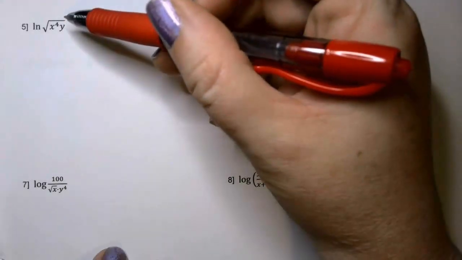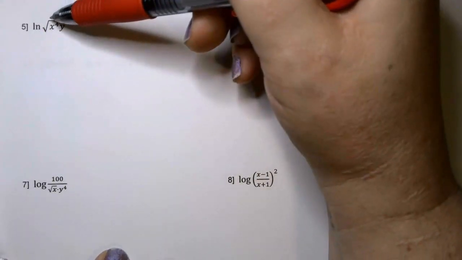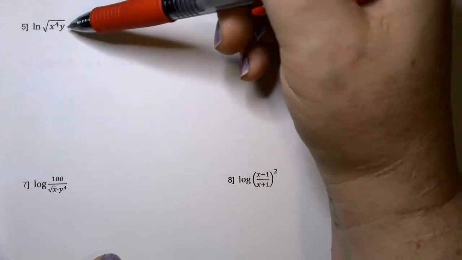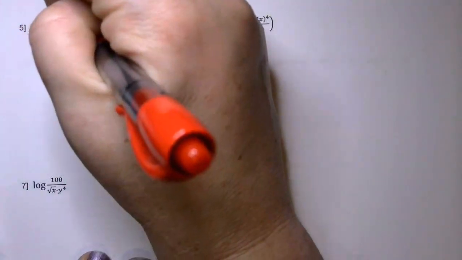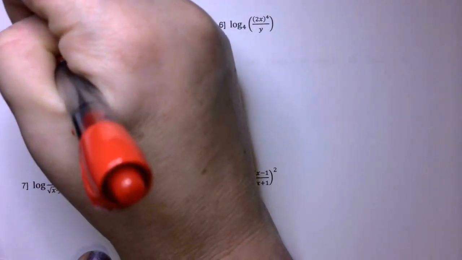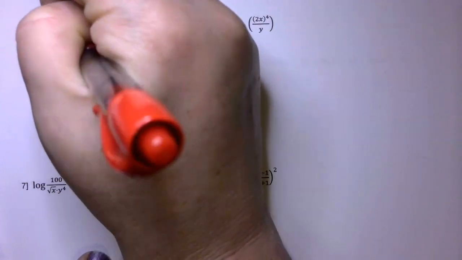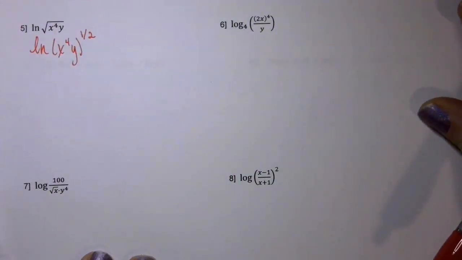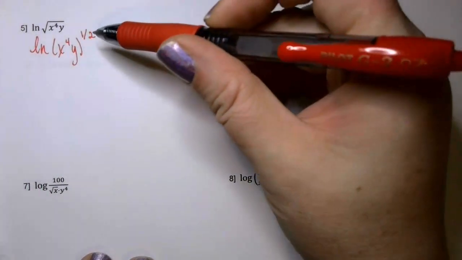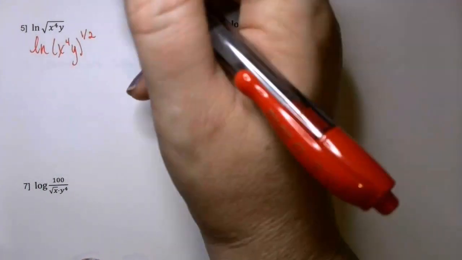In number 5, we're starting with the natural log of the square root of the quantity x to the fourth times y, and that is equivalent to the natural log of x to the fourth times y raised to the 1/2 power, because the square root is equivalent to 1/2 as the exponent.